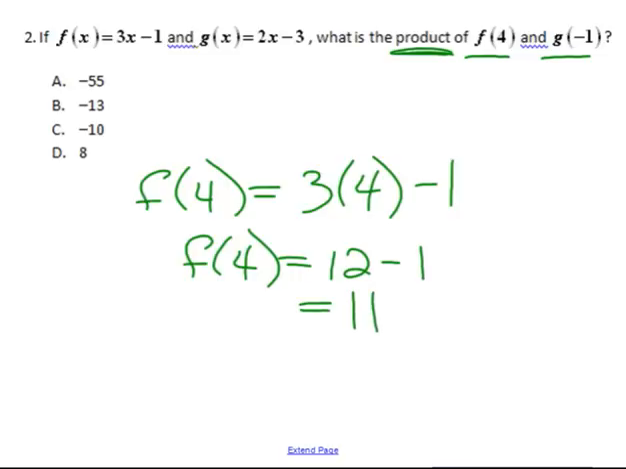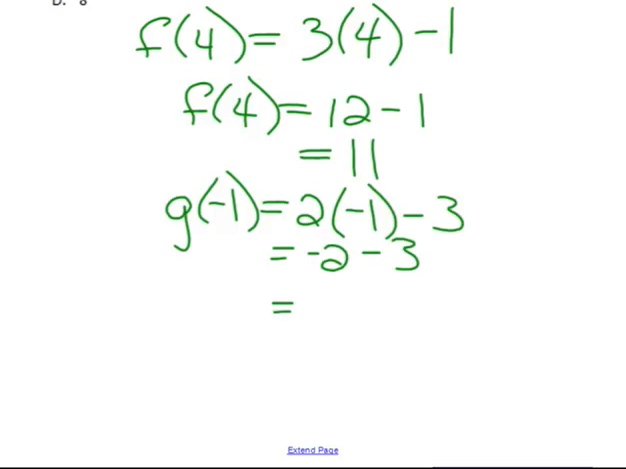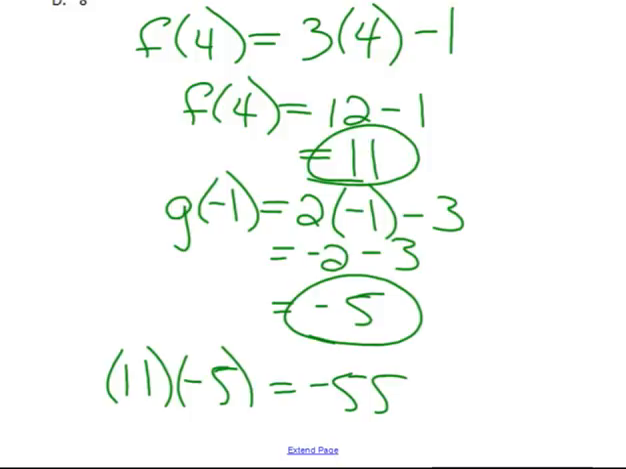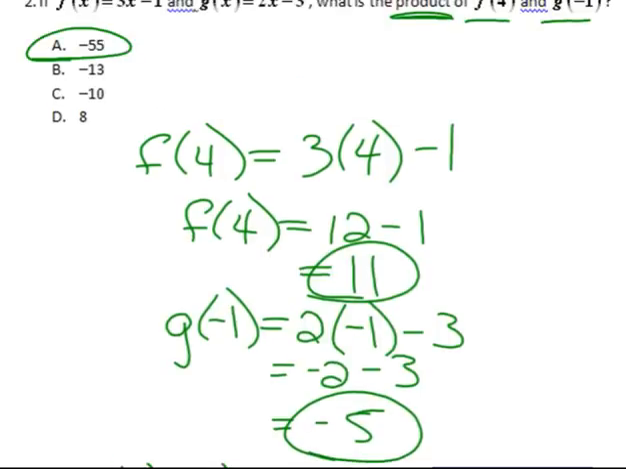Then it's asking for g of negative 1. So I got to do that next. Replace my x with negative 1. And simplify. Negative 2 minus 3 is equal to negative 5. And remember, I want the product of f of 4, which is 11, and g of negative 1, which is negative 5. So 11, product means multiply, will give me negative 55. Answer A.